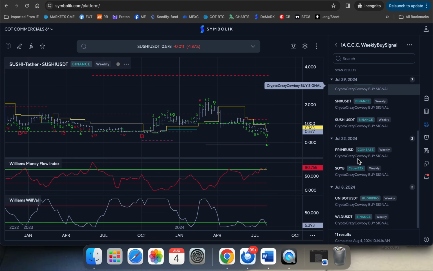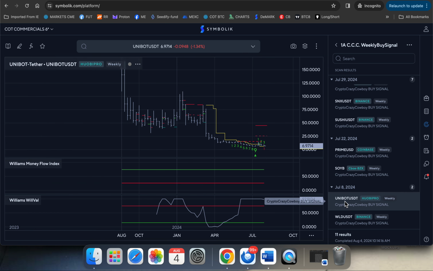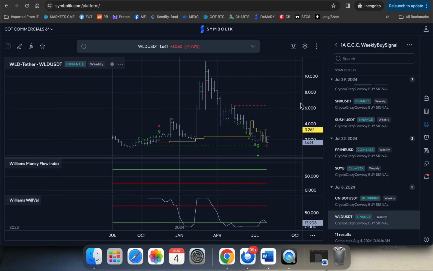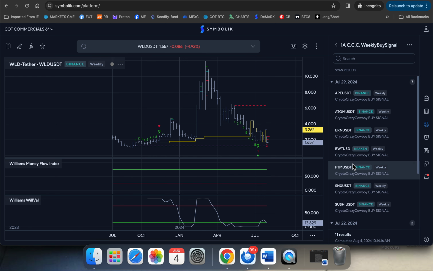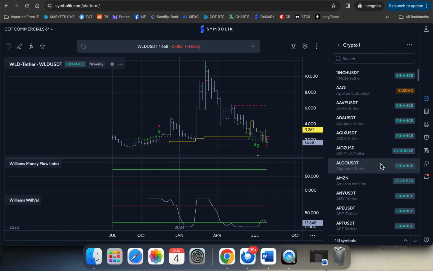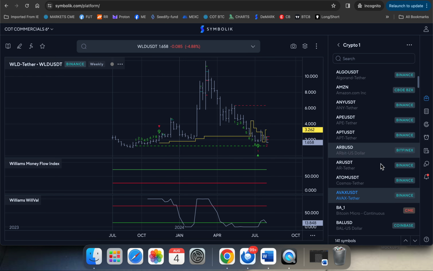But Unibot, I don't like Unibot. I've been bid on it. I don't know how many times it's cost me money. This WLD might throw $1.24, something like that. That's about all I got on the scans.